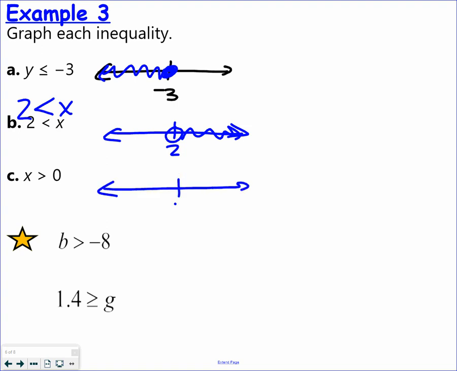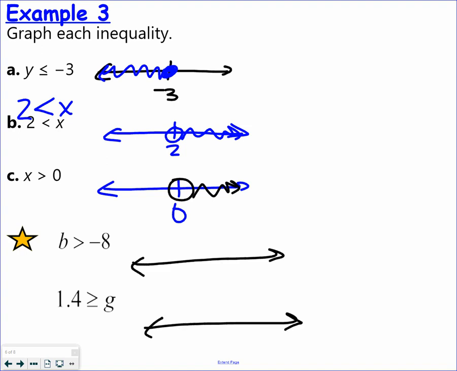Next one, 0 in the middle, open circle because it's not equal to, shaded to the right because X is greater. Hit the pause button and do the next two. And I'm back. First one, open circle at negative 8, shaded greater. Second one, closed circle at 1.4 and shaded less, because the G is less than the 1.4.